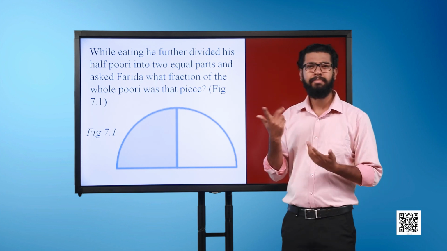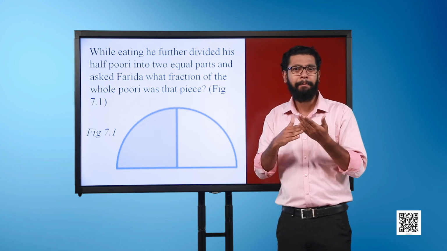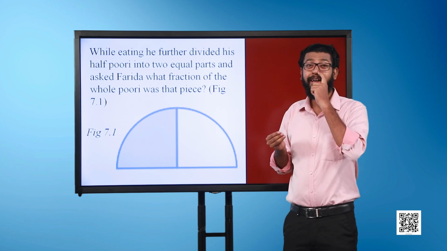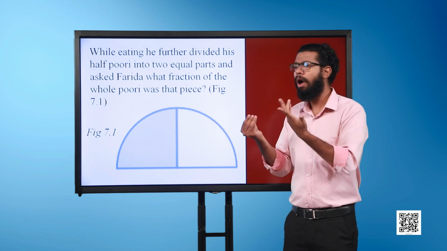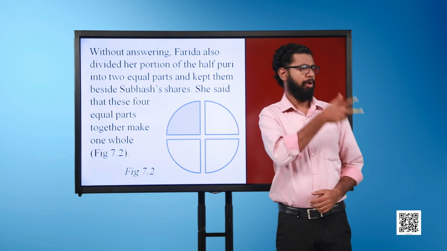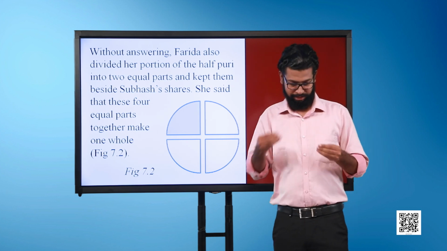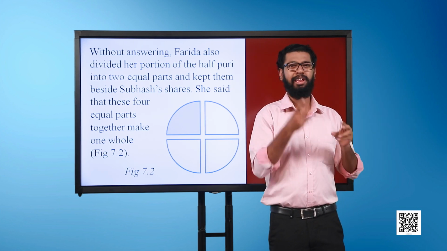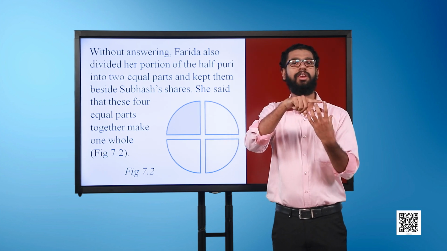While eating, he further divided his half puri into 2 equal parts and asked Farida what fraction of the whole puri was that piece. Figure 7.1. Without answering, Farida also divided her portion of the half puri into 2 equal parts and kept them beside Subhash's shares. She said that these 4 equal parts together make one whole. Figure 7.2.